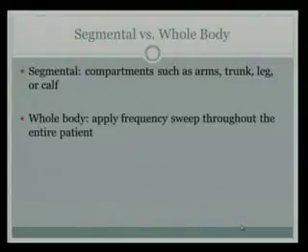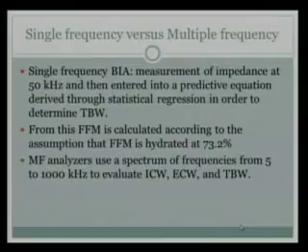You can use segmental versus whole body bioimpedance. Segmental is just using a certain part of your body, such as the arms, trunk, leg, or calf. Calf bioimpedance is the most validated of the segmental ones. Or you can use whole body, which is the setup that I showed you before.